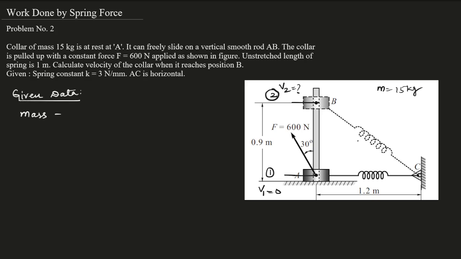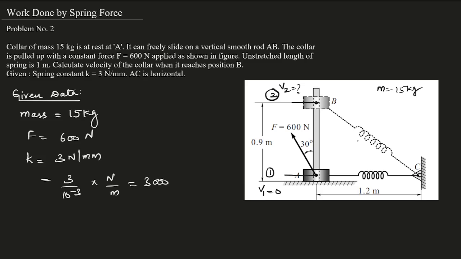Mass equal to 15 kg, force F equal to 600 Newton, and spring constant K equal to 3 Newton per mm. We have to convert into Newton per meter. Always the spring constant will be converted to Newton per meter. So this will be 3 divided by 10 power minus 3, because we are converting Newton per mm to meter. So this will be 3000 Newton per meter.